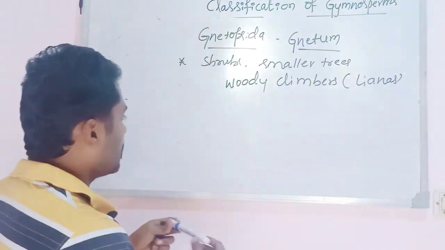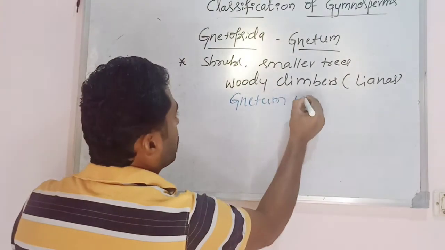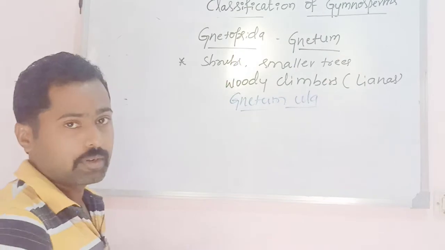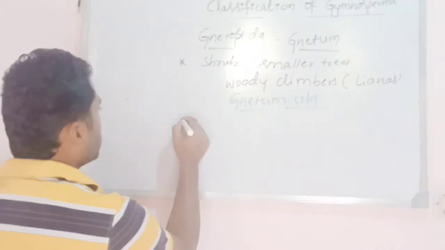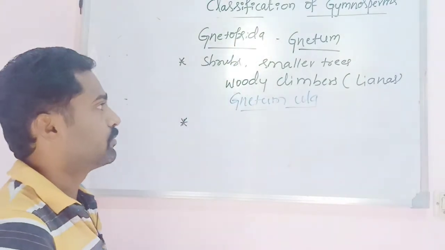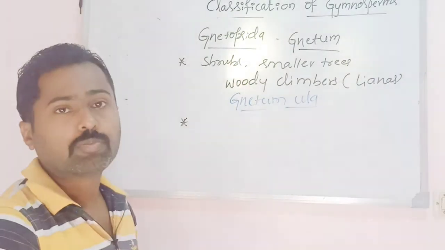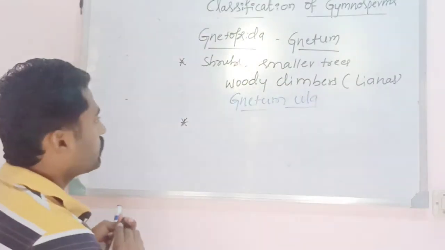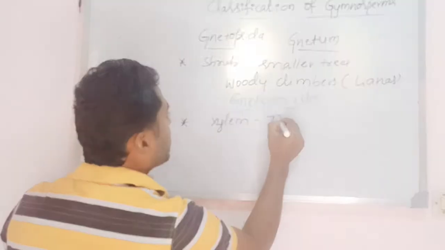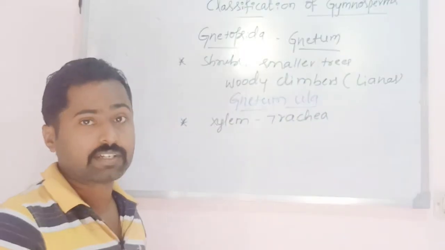Okay. So for example, a plant called Gnetum ula. This is a liana, it means that it is a woody climber. These plants are, as I said, the advanced members in the gymnosperms, especially plants like Gnetum. Here also conjoined, collateral and open type vascular bundles can be seen. But the xylem possesses trachea or vessels. That is the advancement in gymnosperms.